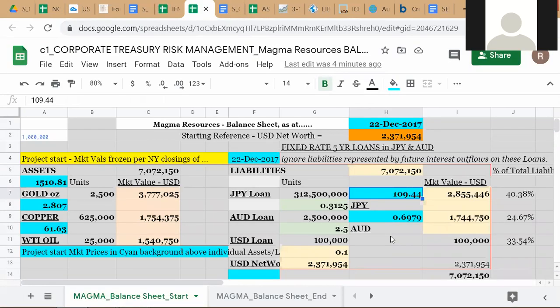Let's check it. See if Vipul is correct. Yes, sir. 109. Let's make it 105. Okay. What is happening to net worth? Net worth was 2.371. Okay. So Vipul is correct. Okay.